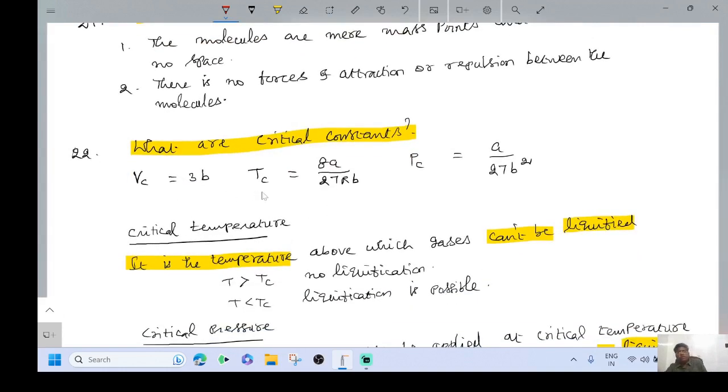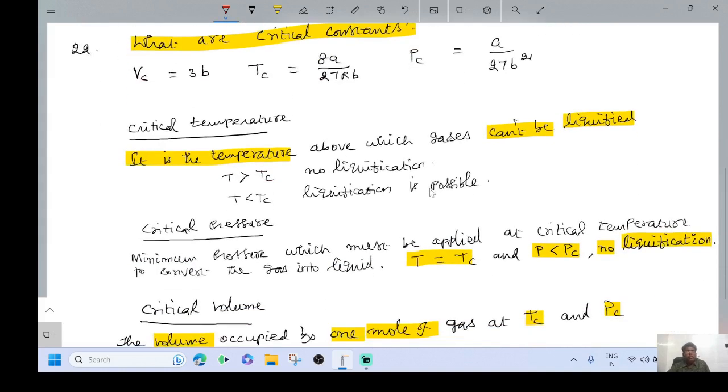What are critical constants? Vc equal to 3b, Tc equal to 8a by 27Rb, Pc equal to a divided by 27b square are the values of critical volume, critical temperature and critical pressure respectively. Critical temperature is a temperature above which gases cannot be liquefied. On liquefaction of gases, the temperature of the gas should be lower than the critical temperature. If the temperature is more than the critical temperature, we won't convert the gas into liquid.